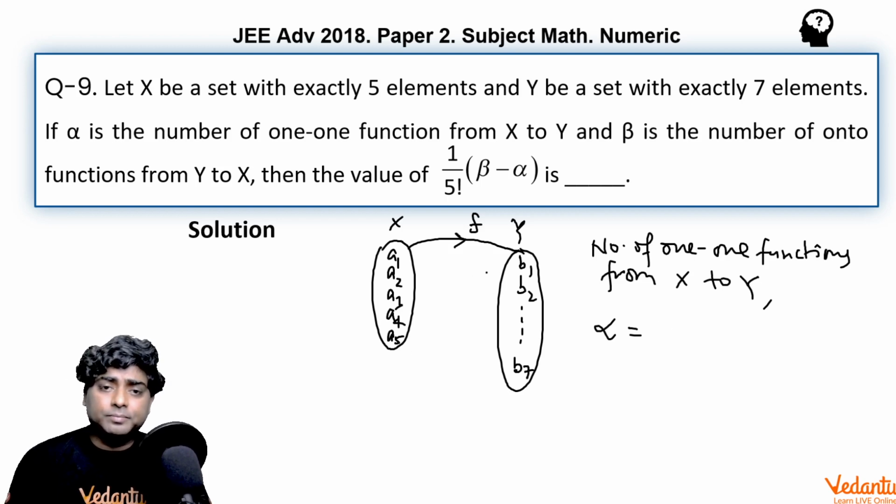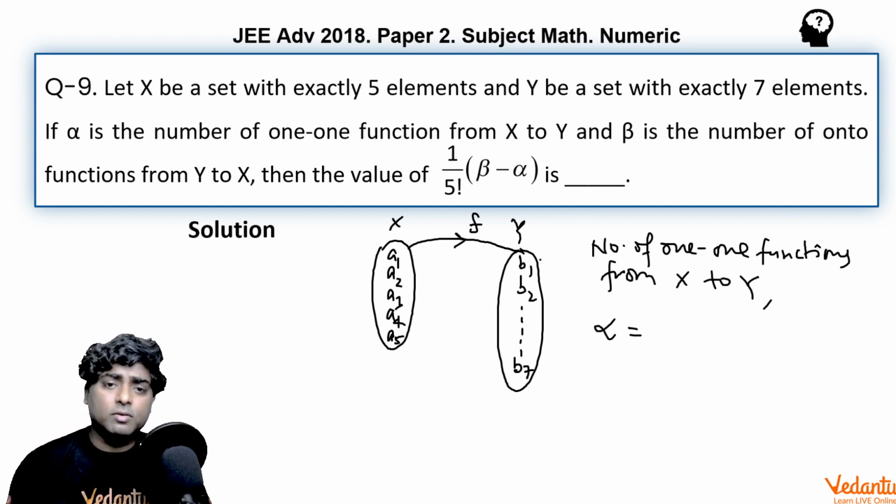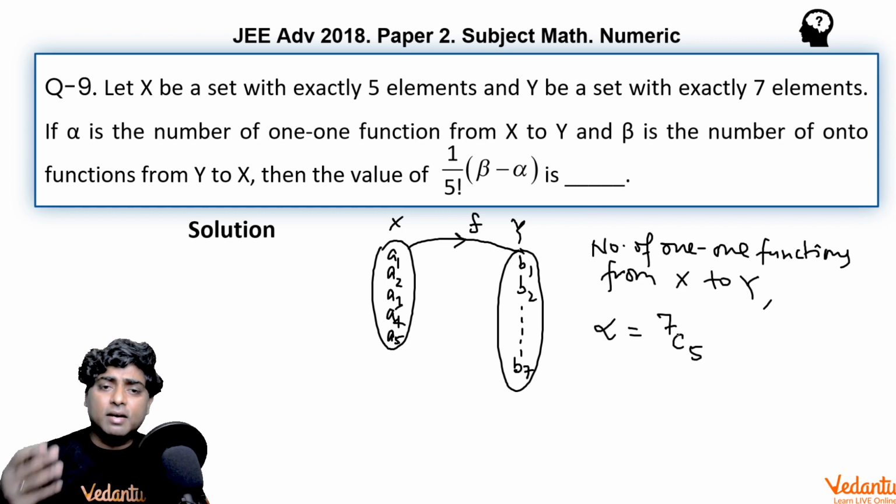So we have to engage these 5 elements of X with exactly 5 elements of set Y, then only a one-one function is possible, because no 2 elements of X are going with the same element of Y, so they are taking different elements of Y. So total 5 elements of X will occupy 5 different elements of Y. So we need to select those 5 elements from set Y, which can be done in 7C5 ways.